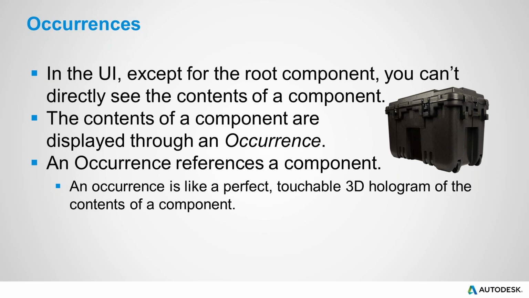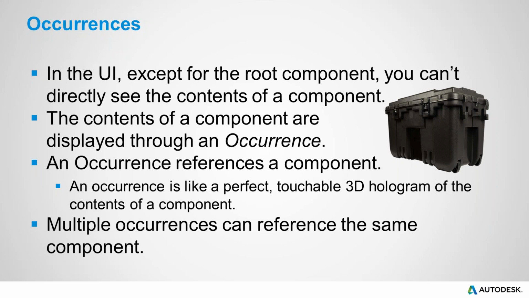And I can have multiple occurrences that reference that same component. Right? So I could have, say, multiple bolts. The bolt data I can't see because it's in this kind of invisible component, but I see these multiple occurrences of that bolt. If I edit any one of them, all the others change because they're all reflections of the same component.